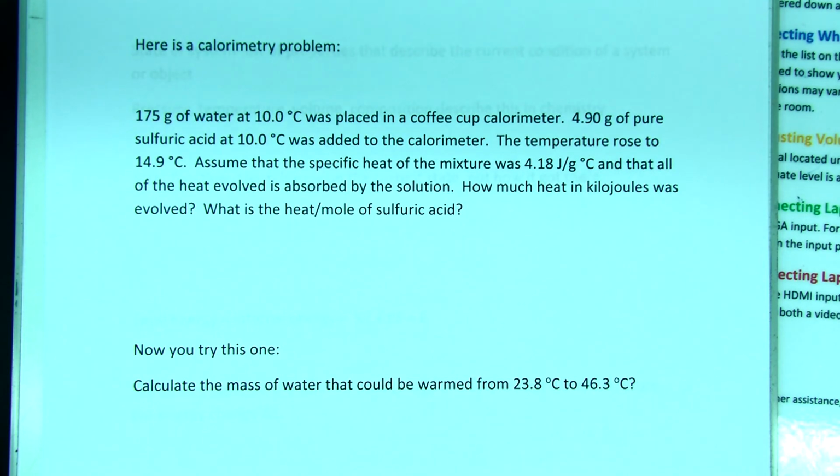And there's a couple of different kinds of calorimeter problems. Some of the calorimetry problems use a bomb calorimeter where you're heating up water, and some of the calorimetry problems just use mixing solutions.